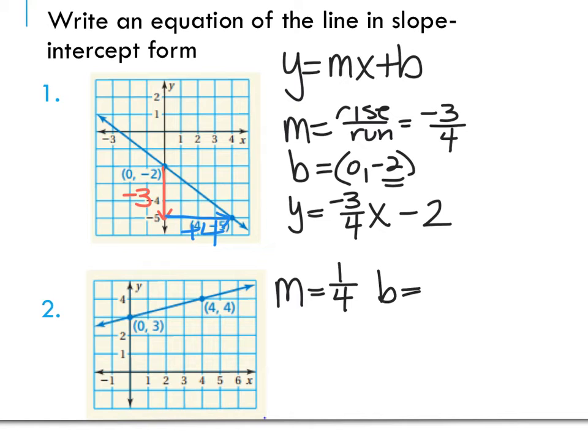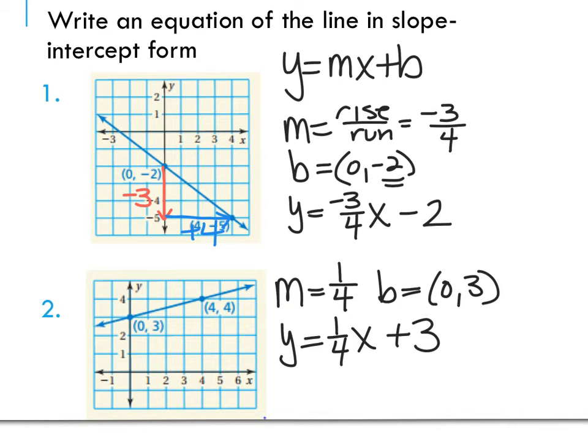My y-intercept is 0, 3. And I can see that right there on the y-axis. My equation is y equals 1/4 x plus 3. And it doesn't hurt to always double check your equation, say, oh yeah, that's a positive slope, that's going in a positive direction. Our last one was a negative slope, and it was going in that negative direction.